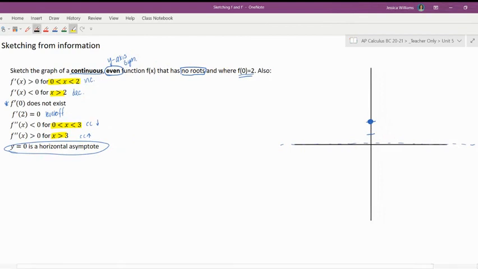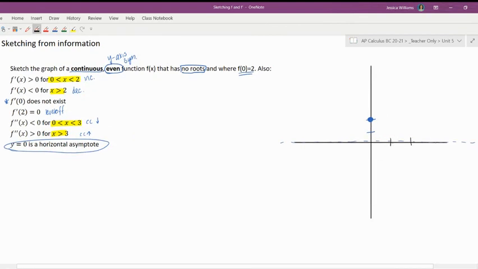So from 0 to 2, I better mark 1, 2, 3. From 0 to 2, we are increasing, but we are concave down. After 2, we have to change to decreasing, but we're going to stay concave down until 3. So decreasing but concave down. After 3, we switch to concave up. So I've got to twist this thing around. Oh, that makes sense. That's how we're going to hit our asymptote and keep going. Otherwise, this thing would have a root.